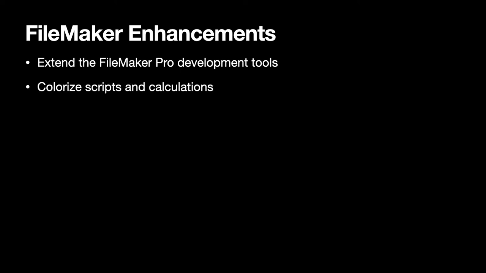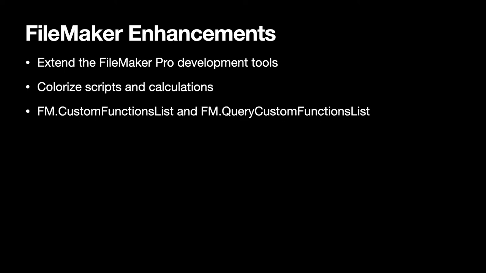Then we have enhancements to FileMaker itself. So we can extend the developer tools on macOS for FileMaker. Like we can colorize scripts and calculations. And we recently added new functionality there to copy the content of the custom functions dialog. So you can actually use the plugin to query what custom functions are available in the solution, if you like, to write scripts to automatically document what custom functions are in which file.